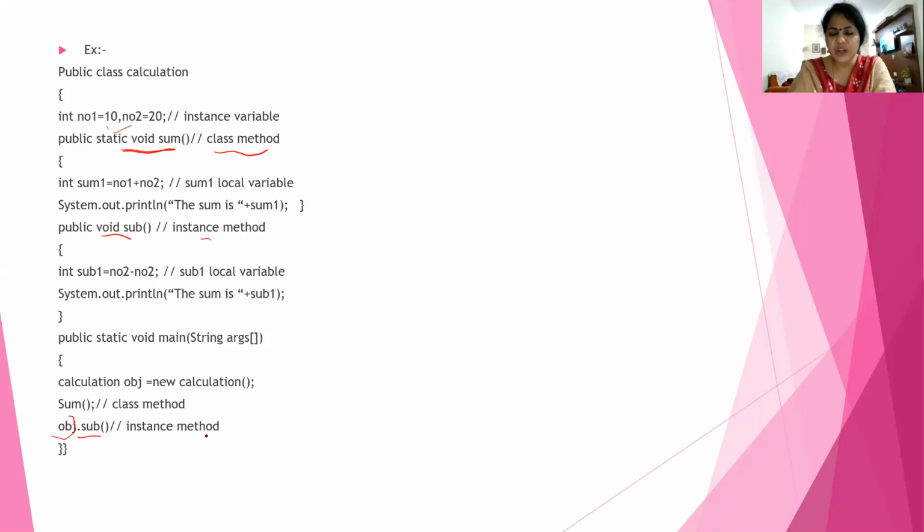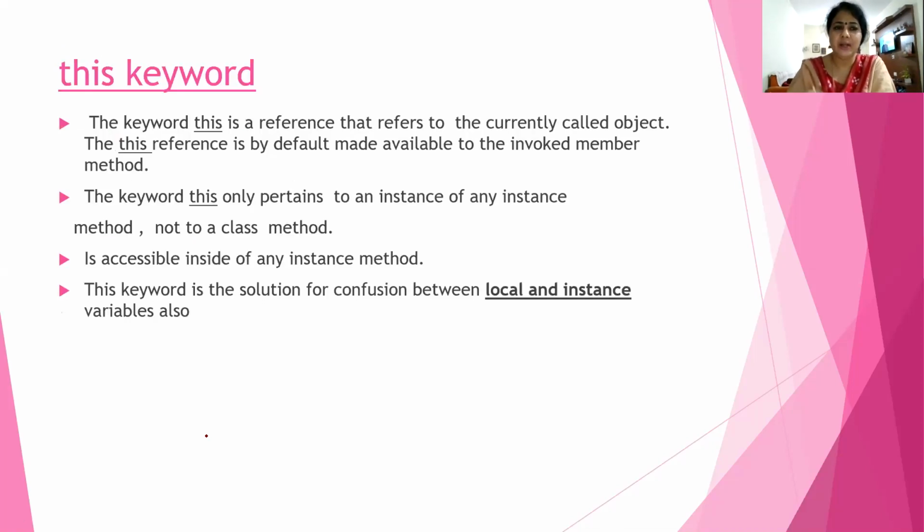Okay, now comes to the real topic, that is the this keyword. What is the this keyword? It is a reference only. To whom? To the currently called object. So if a program has more than one object, the currently called object has to be accessed by the this keyword. It is made available by default to the invoked member method. Even without using this, it is available by default in the currently invoked member method.